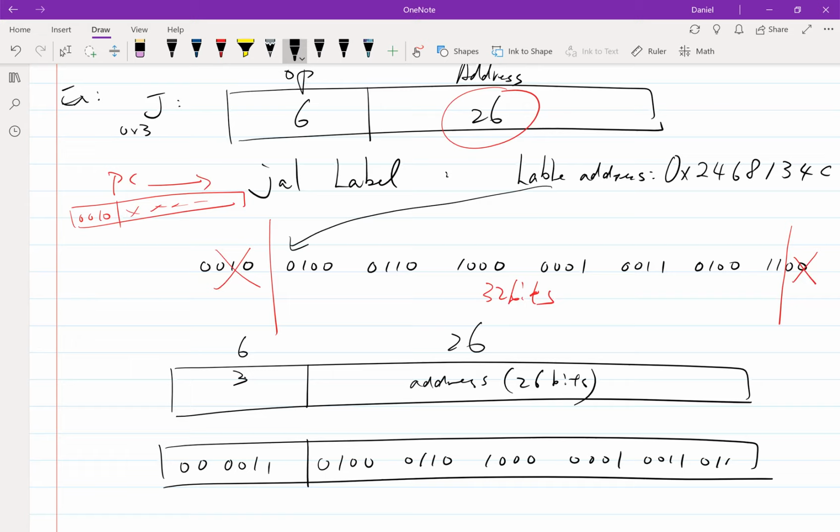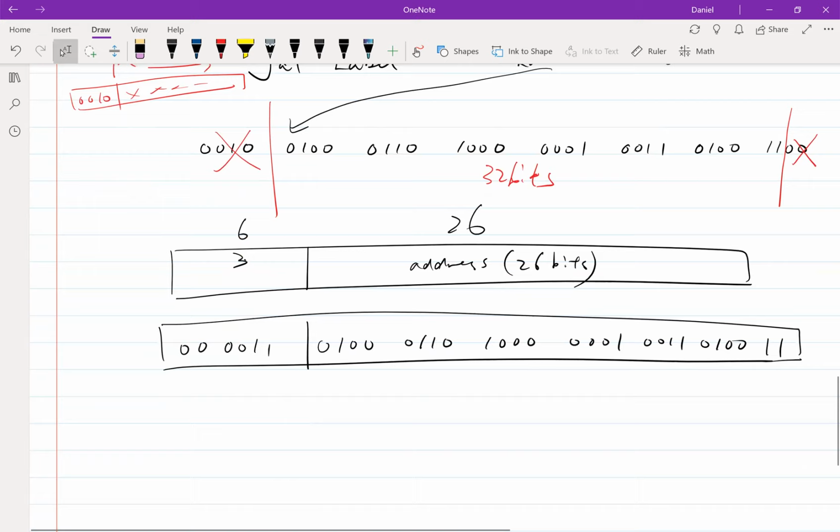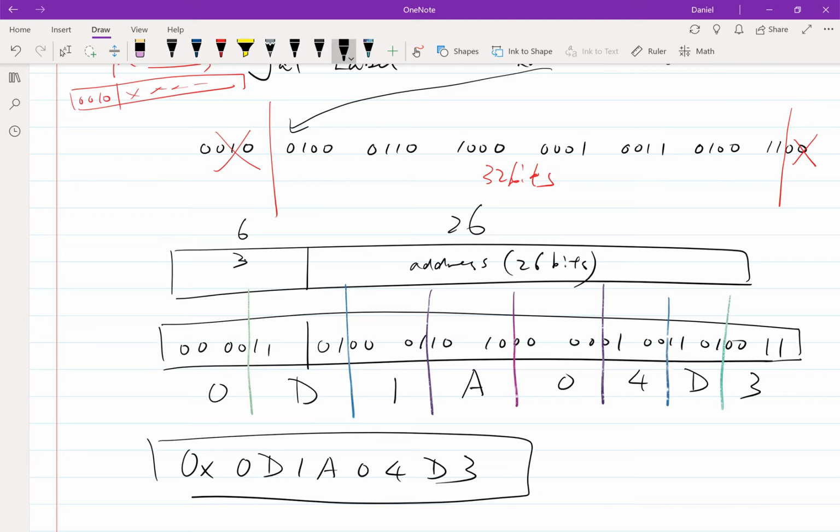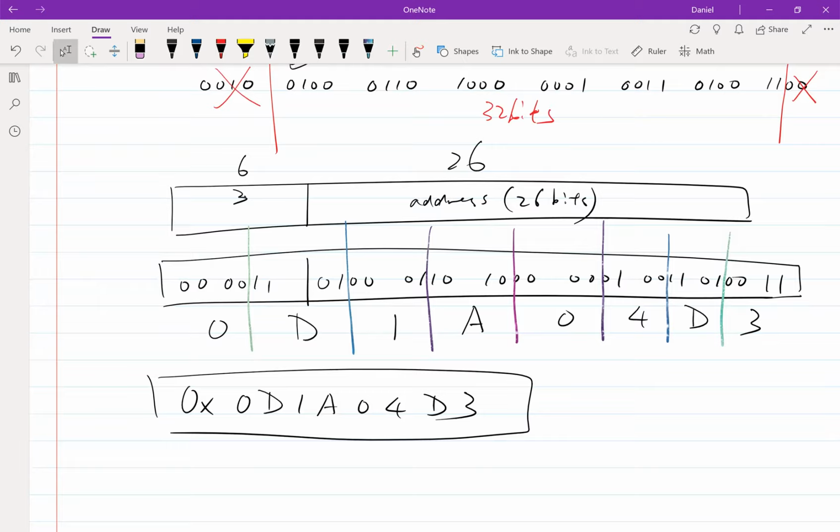0100 1100 1000 0001 0011 0100. Oh, actually, I have 2 more bits. I can erase that. I have two more bits, one, right? So that will give you 26 bits. All right, so regroup them. And now your answer will be 0, this is 13, so you have D, 1, you have A, you have 0, you have 4, you have D again, and then you have 3. So your answer will be 0D1A04D3. And that's your answer. So this is the machine code for JAL and then the label to this address.